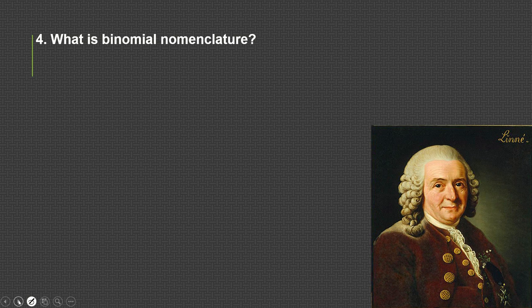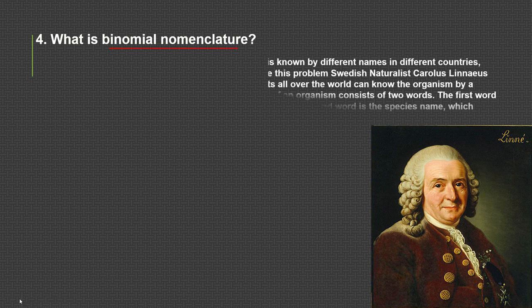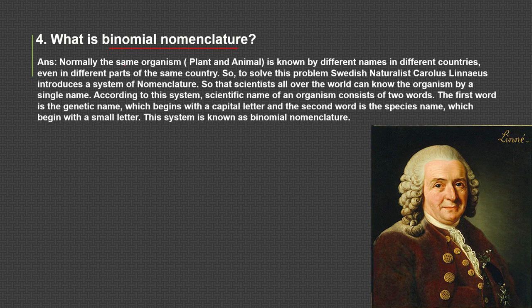What is binomial nomenclature? What do you think? Normally the same organism, for plants and animals, is known by different names in different countries, even in different parts of the same country. To solve this problem, a Swedish scientist, Carolus Linnaeus, introduced a system of nomenclature so that scientists all over the world can know the organism by a single name.